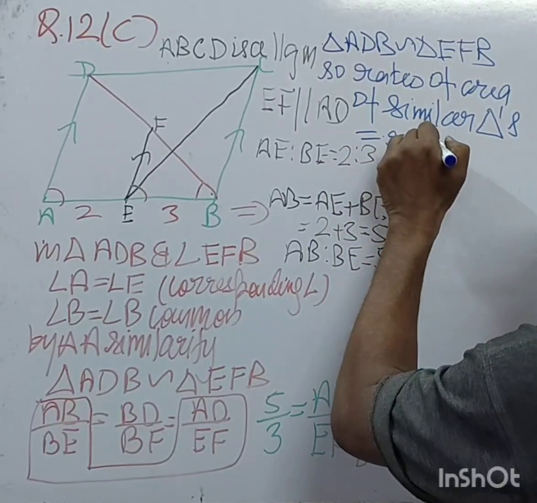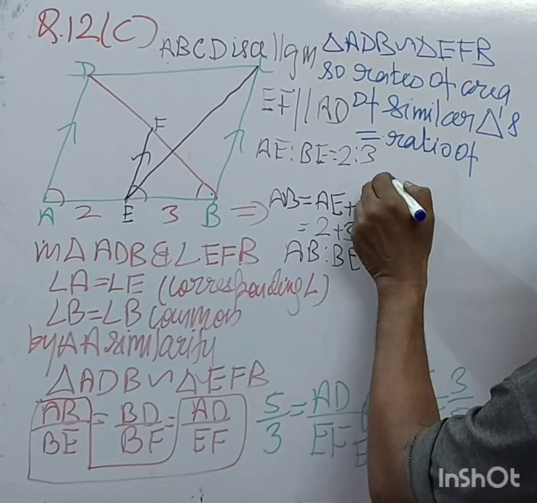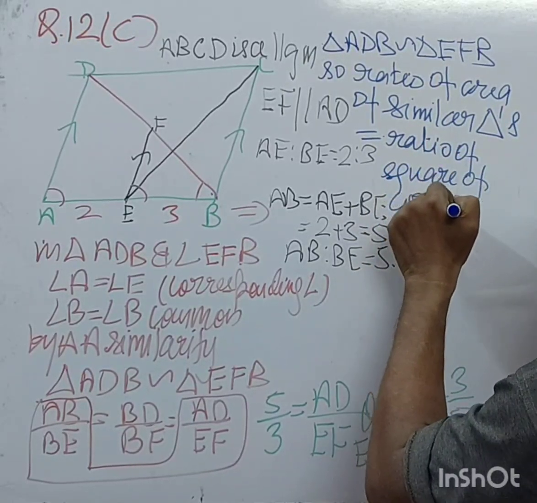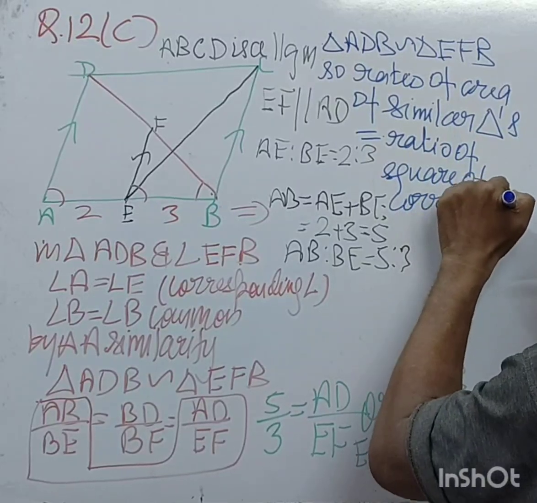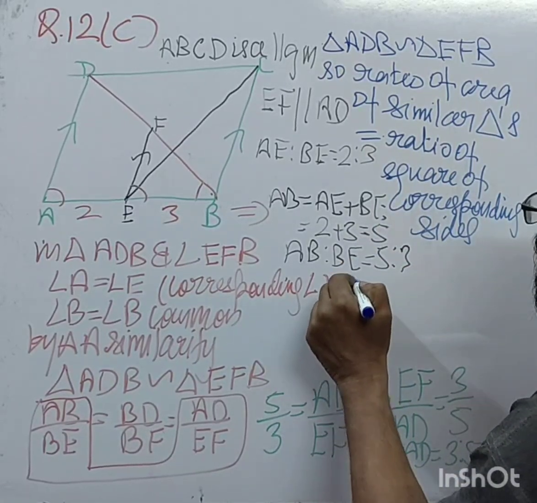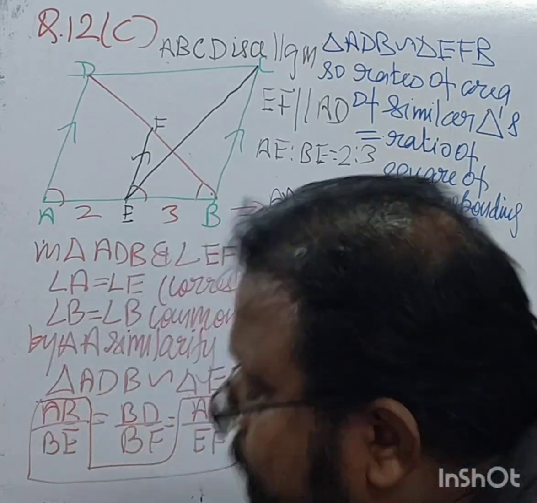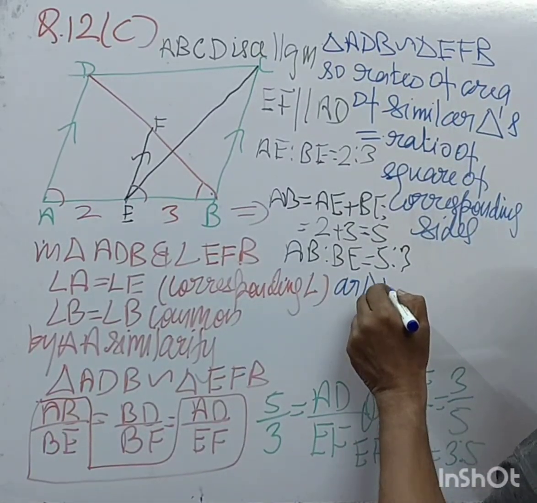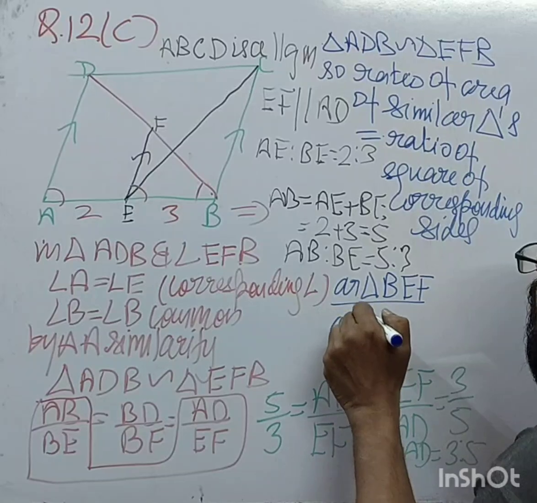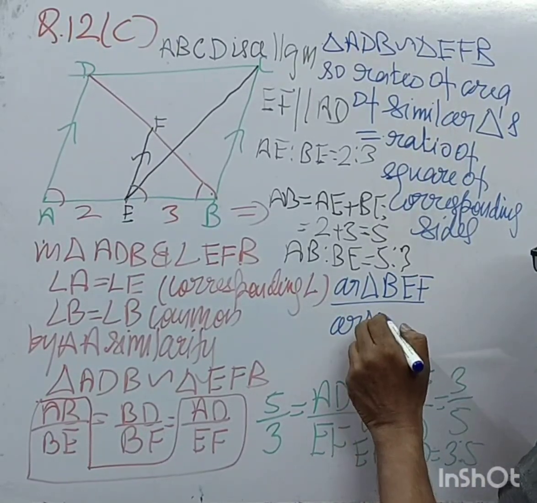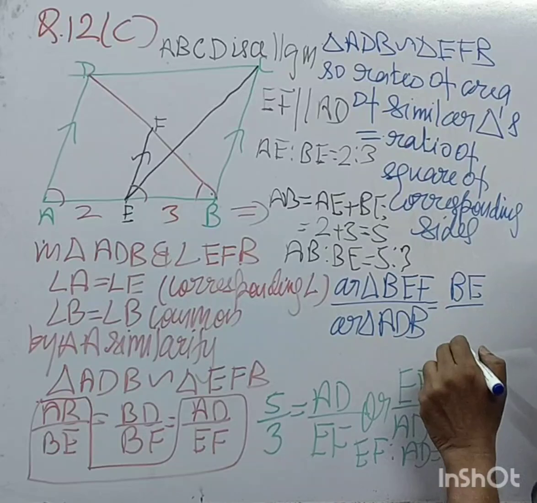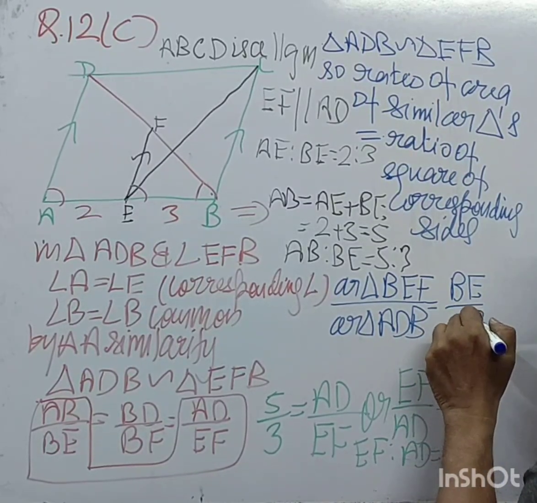ratio of square of corresponding sides. So area triangle BEF upon area triangle ADB is equal to BE upon AB, whole square.